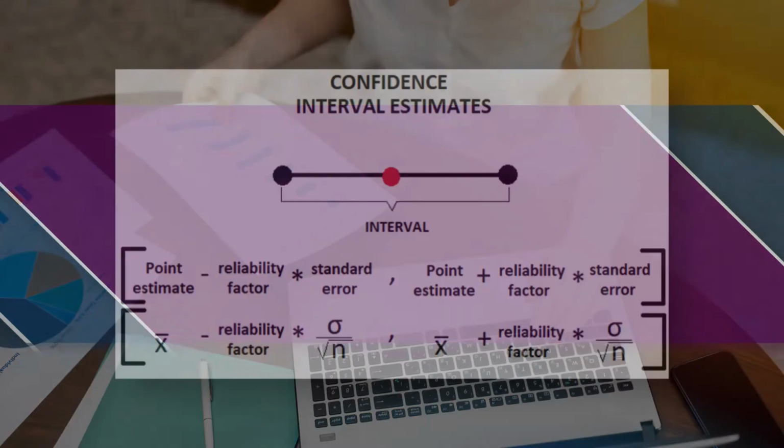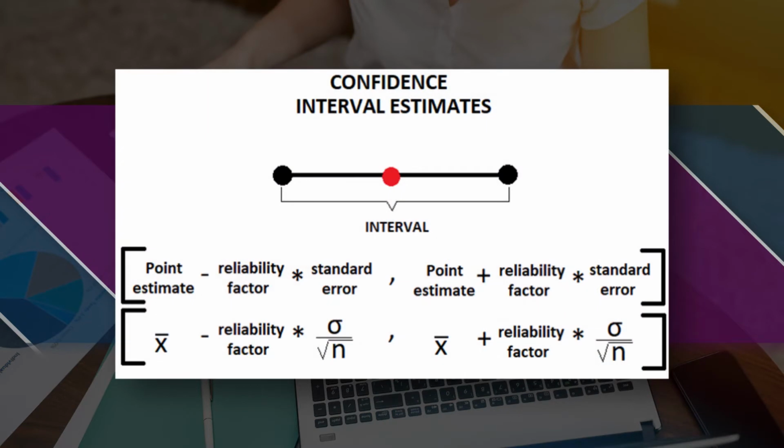If you see the confidence interval estimate, we have two black dots and one red dot in between, and the interval is this only, where the point estimate minus the reliability factor multiplied by the standard error, and then the point estimate plus the reliability factor multiplied by the standard error. So if you see the formula, this is x bar minus reliability factor multiplied by sigma upon square root of n, and then x bar plus reliability factor multiplied by sigma upon square root of n. So this is the formula.